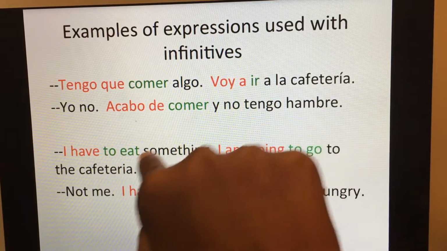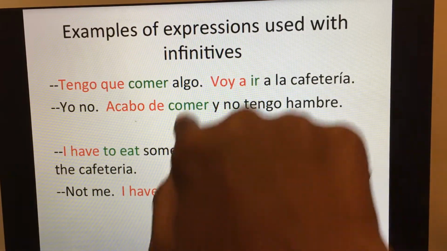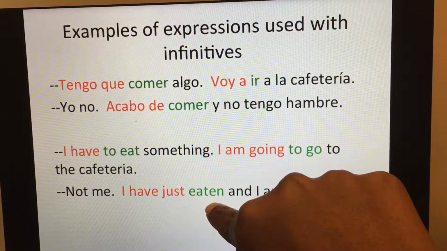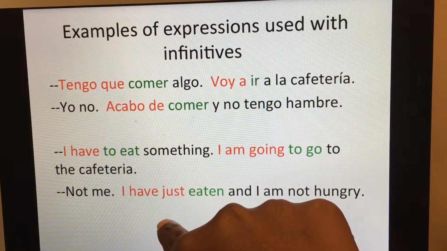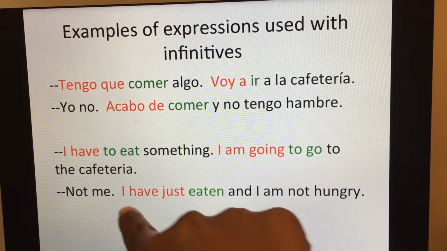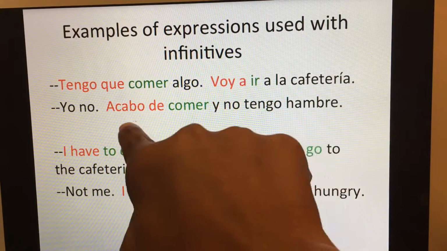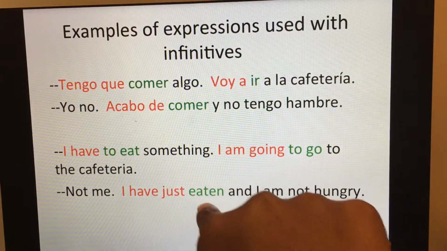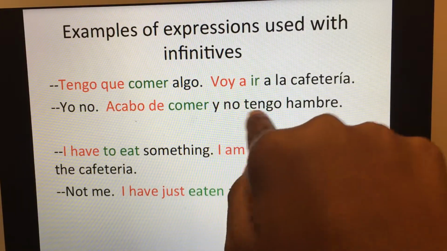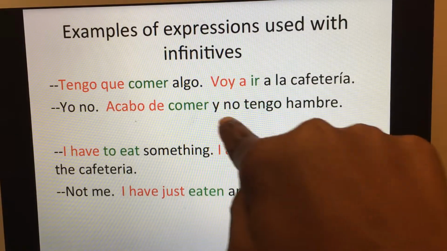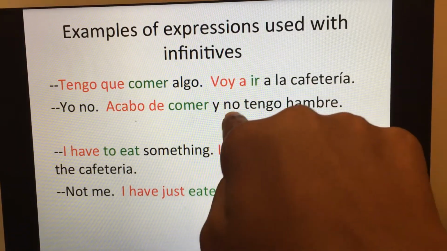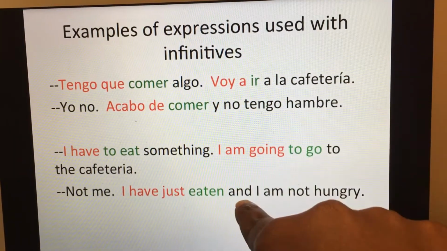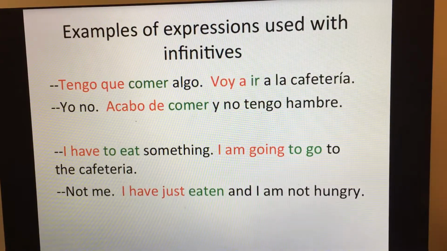Acabo de comer. Acabo de. I have just. Comer. Eaten. So this person is not going to the cafeteria because it says here, acabo de comer. I have just eaten. Y no tengo hambre. And no tengo hambre is another verbal expression in Spanish. I am not hungry.